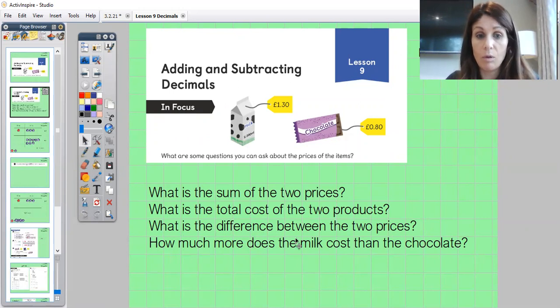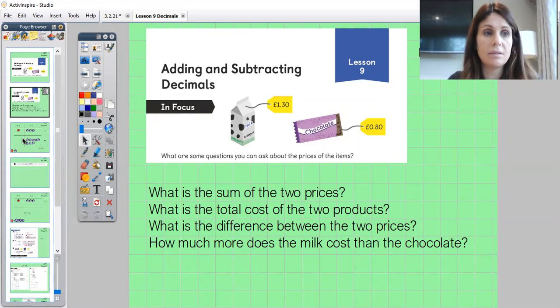So you have to think, what would you do to work this one out? How much more does the milk cost than the chocolate? What is that asking you to do? Is that asking you to add them together or take one away from the other? So there's just a few examples of some questions that I've got, but it'd be really nice to see the questions that you've come up with as well today.